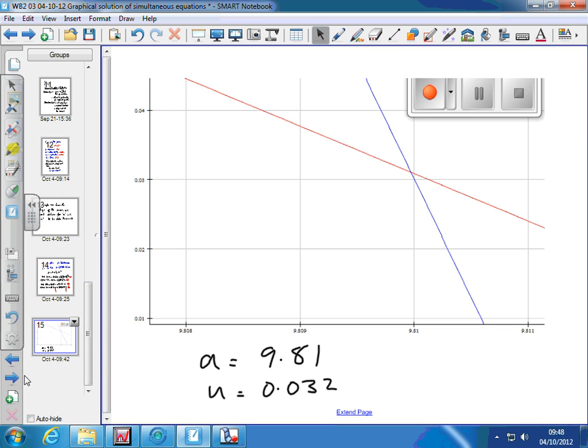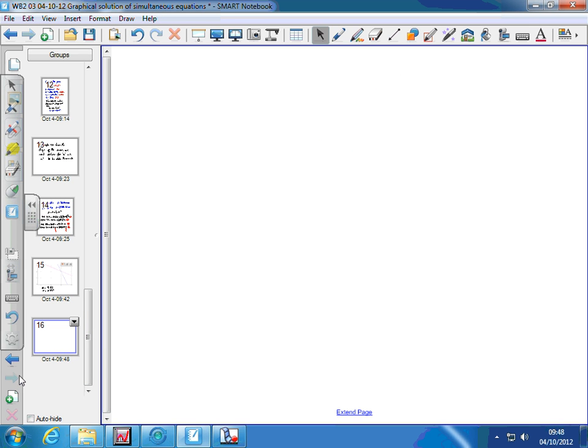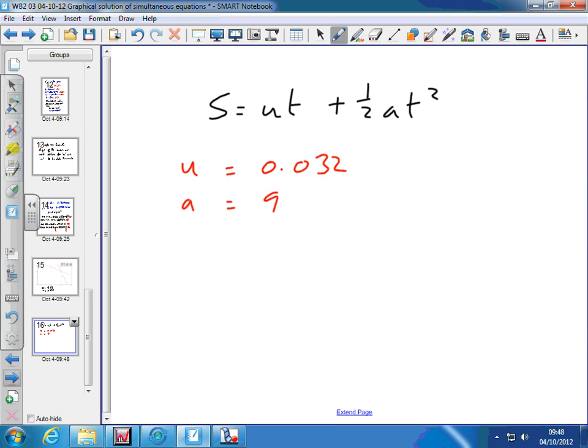So now what we're going to do is put those values back into the original formula, which, to remind you again, is S equals ut plus a half at squared. Now we've got our values for U and A. U was 0.032, was it? And A was 9.81. So now we plug them in, and we can write S equals U, which is 0.032, T plus a half times A, which is 9.81, times T squared.